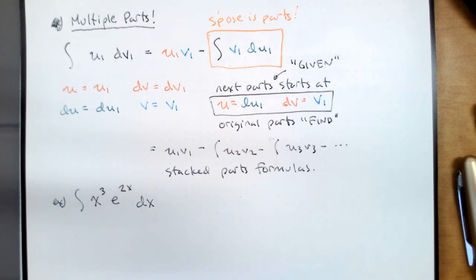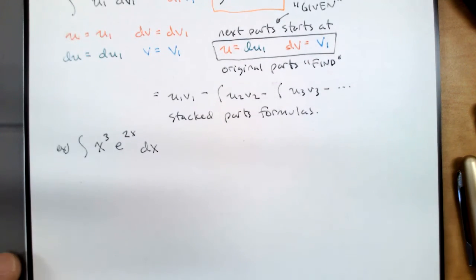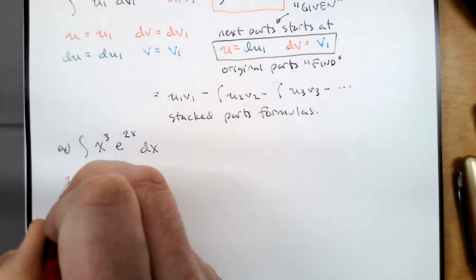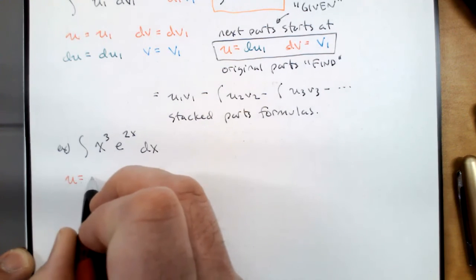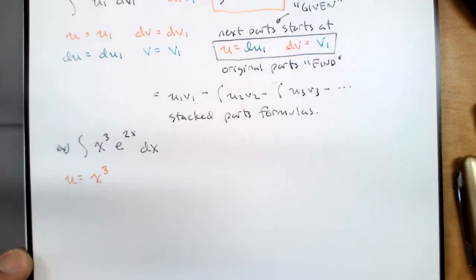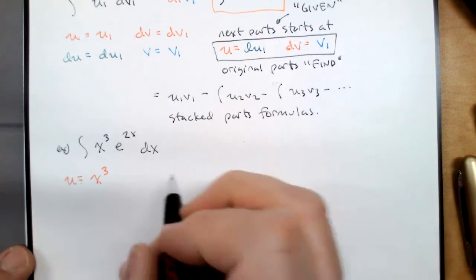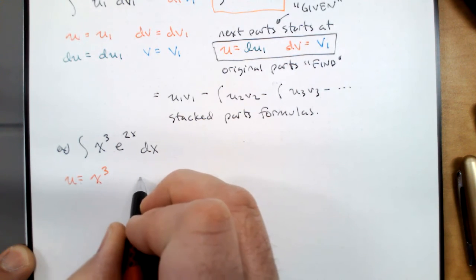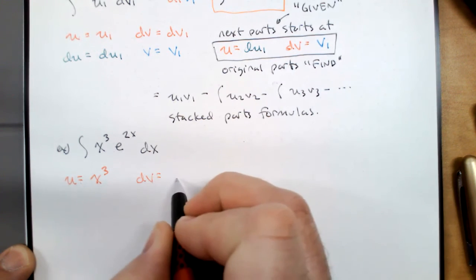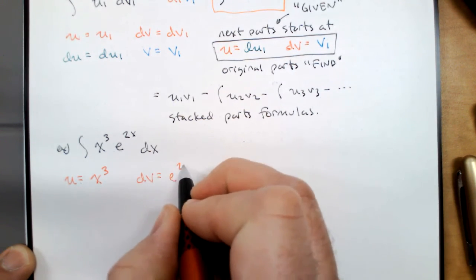Let's do them all at once, because what's going to make this go is that we can differentiate x cubed all the way down to 0. So we've identified multiple parts because of this polynomial x cubed. So x cubed is going to be our starting u. Our starting dv will be e to the 2x.